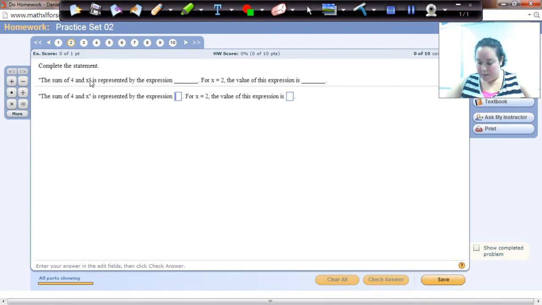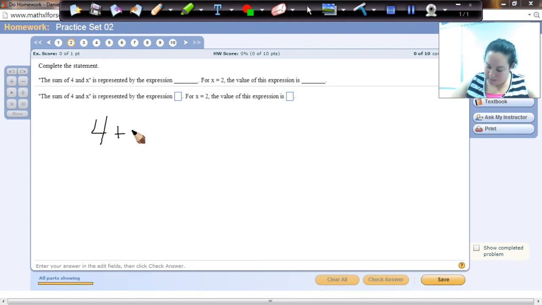The sum of 4 and x is represented by the expression blank. Okay, so we need to fill in the blank. We want the sum of 4 and x, and we want an expression. So that tells you right there, we're not going to have an equal sign in our answer. The sum, that means add. So 4 and x, sum of 4 and x.